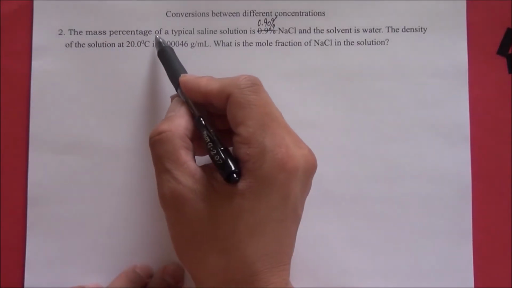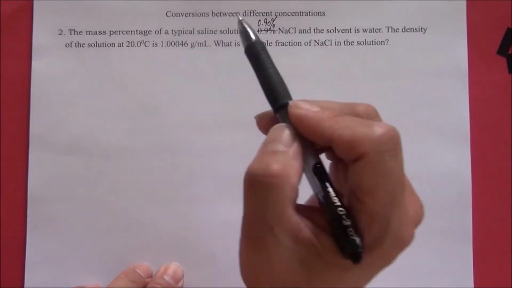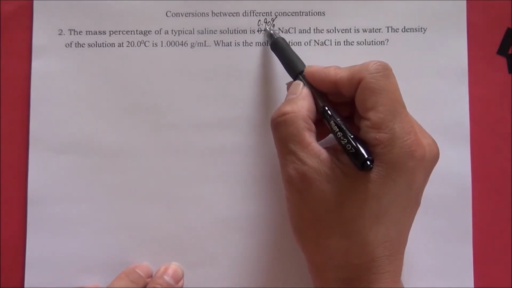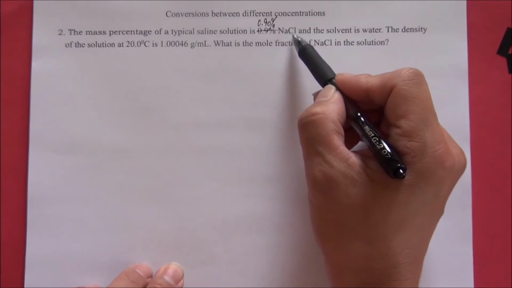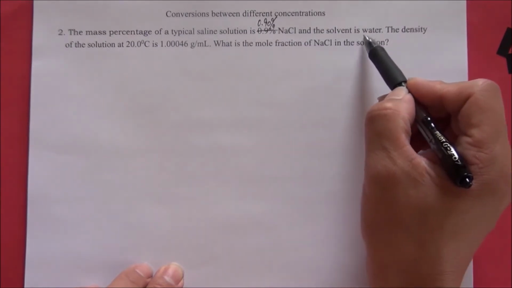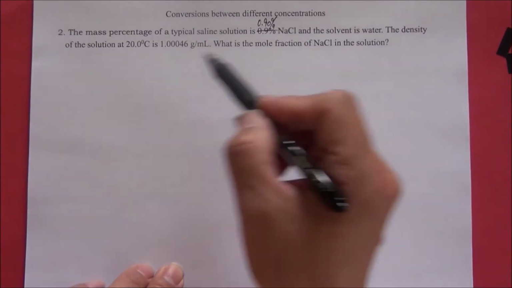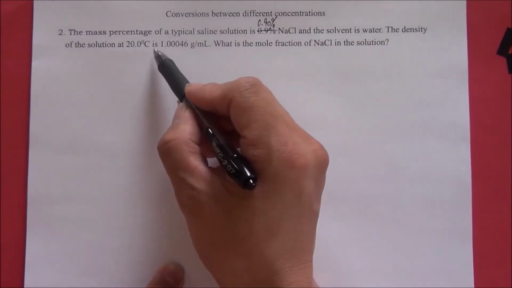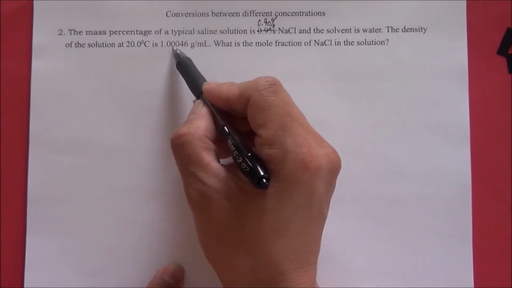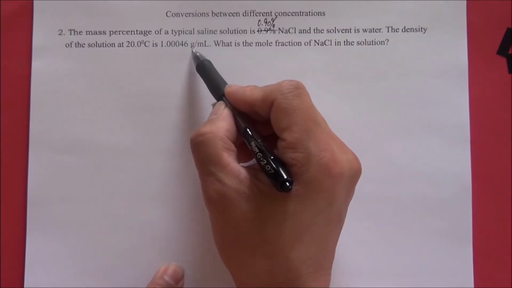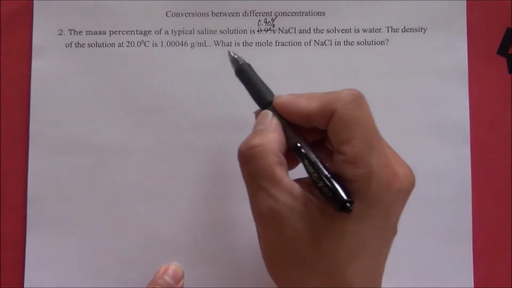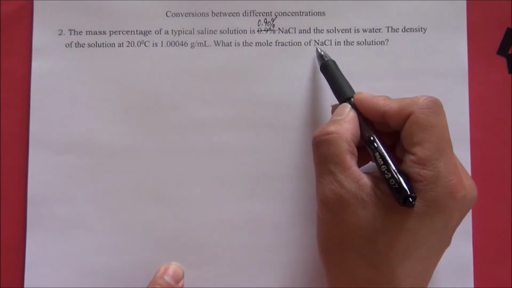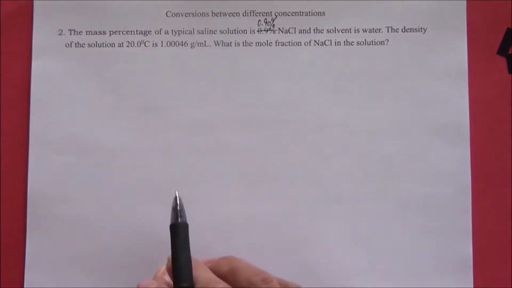The mass percentage of a typical saline solution is 0.90% sodium chloride, and the solvent is water. The density of the solution at 20.0 degrees Celsius is 1.00046 gram per milliliter. What is the mole fraction of sodium chloride in the solution?